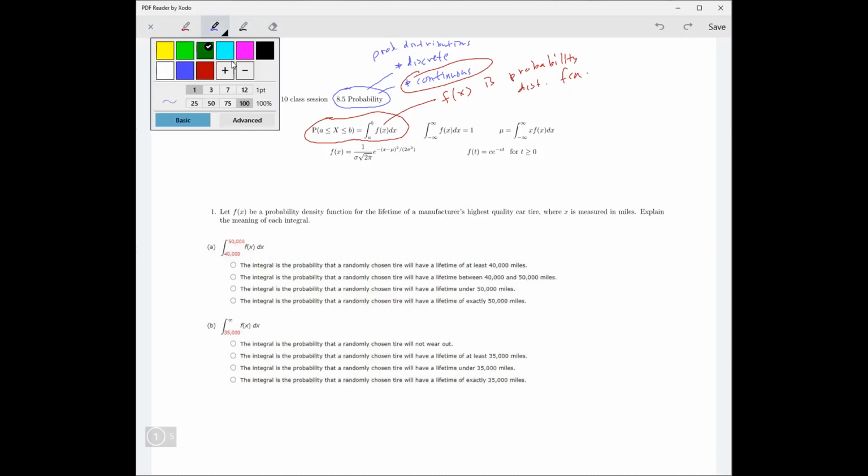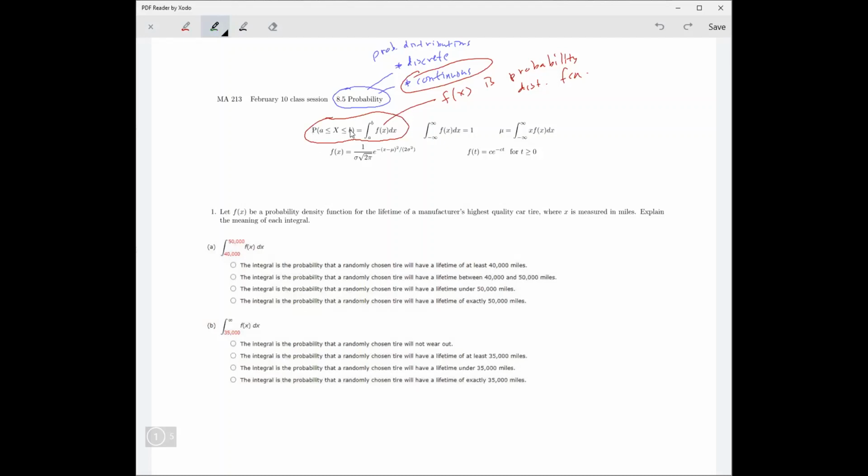So this is how it works. The probability that x is between a and b is the integral from a to b of f of x dx. Now, you have to have these two necessary conditions. As well as this, f of x has got to be greater than or equal to 0 everywhere. It's got to be non-negative. You can't have negative probabilities.